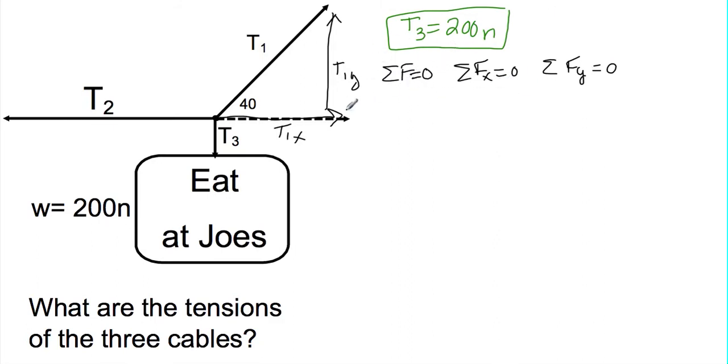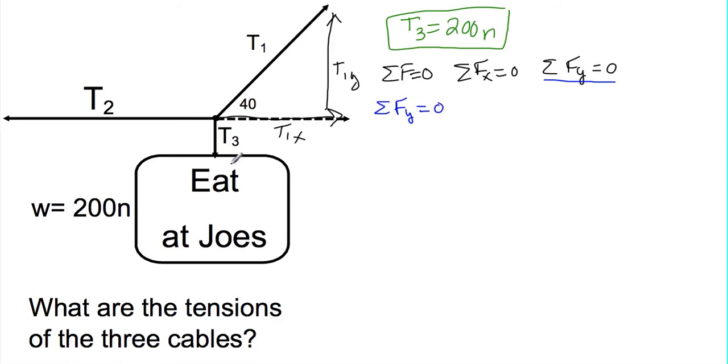We have to make sure everything pulling left and right cancels out, and everything making this go up and down cancels out. We're going to start with our sum of the y forces. I'm going to change color here just to show that this is where we're going. And so the sum of the forces in the y direction equals 0.